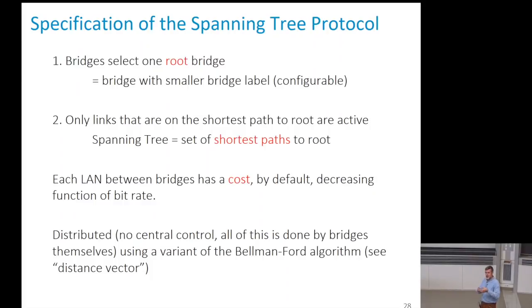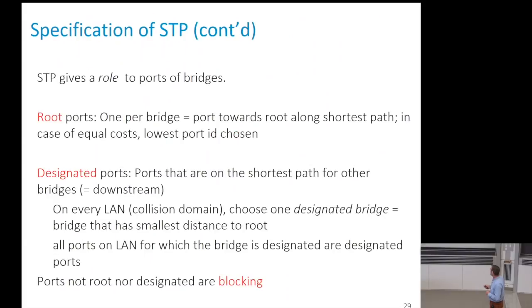So by simply gossiping with each other, they will discover two things. They will discover who is the root, and they will discover what is the distance to the root and in which direction they will go. Then they will mark the result of that in their ports by marking the ports that are towards the root as the root ports, the ports that are downstream from the roots towards the rest of the network. They call them designated. The terminology is a bit weird.